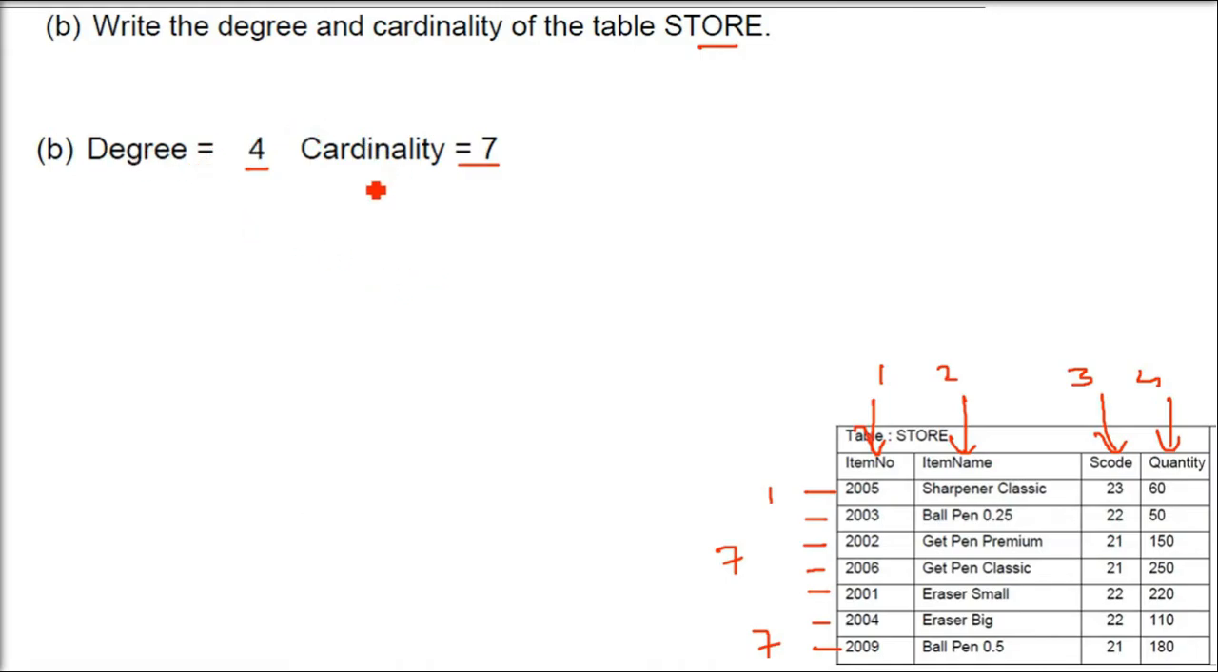Degree is number of columns. Cardinality is number of rows or number of records in this table. Item number, item name, these are not records. These are just the heading names.